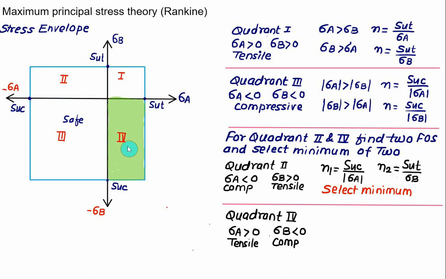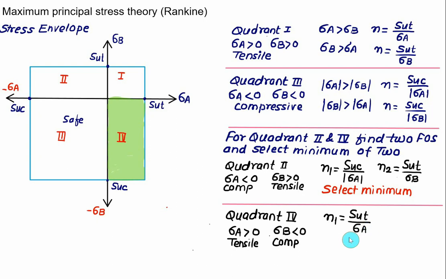And now we are in quadrant 4. For quadrant 4, the principal stress sigma A is positive and the other principal stress sigma B is compressive. So sigma A is greater than 0, that is tensile, and sigma B is less than 0, that is compressive. For this situation also you have to calculate two factors of safety. The N1 value this time will be with respect to sigma A, and sigma A is a positive value and tensile, so you have to compare it with SUT. So we have SUT divided by sigma A.